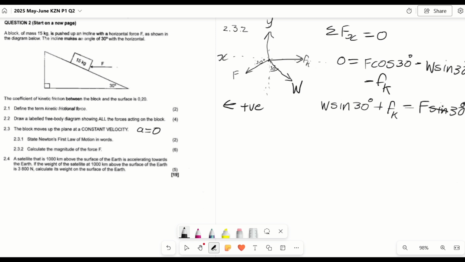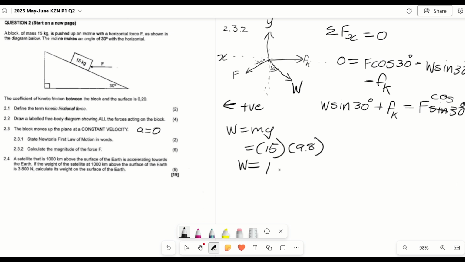It's a problem. This was cos 30. That's cos 30. We can get the values for sine 30 and cos 30, but in the meantime, let's work with our unknowns. We have W over here, which is weight. Weight is equal to mg. Our mass was given to us there as 15 kilograms. So 15 kilograms for m, 9.8 for gravity.